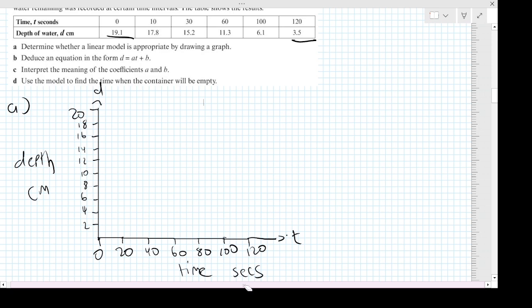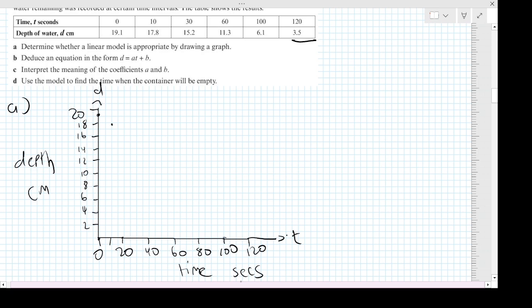We've got that done. So now let's plot our points. Time is 0, the depth is 19.1, so it's going to be there. Then the next point is t is 10, depth 17.8, so it's going to be there. 17.8 is close to 18, so it's going to be about there.